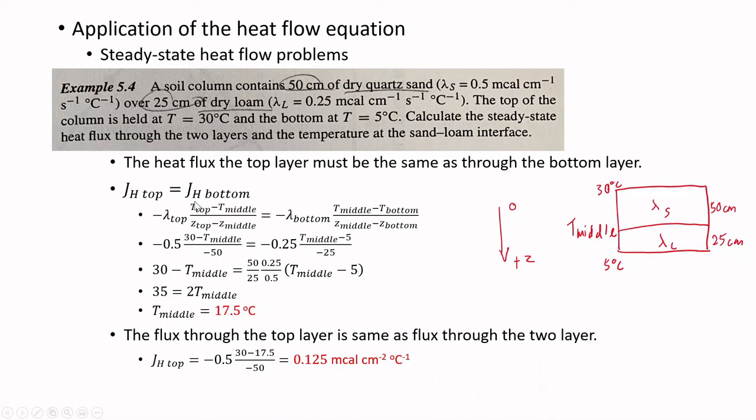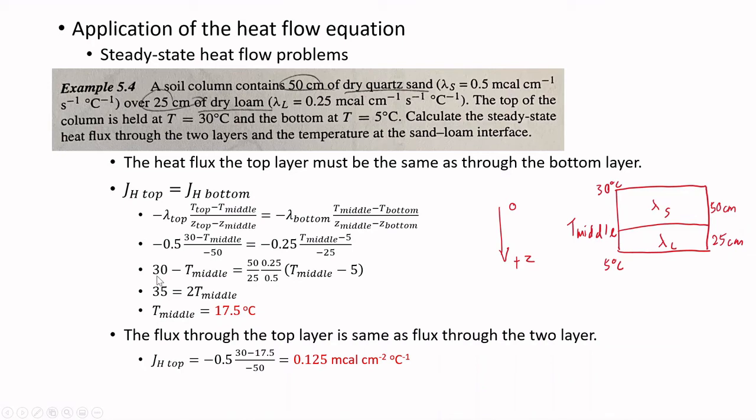multiplied with the T top, which is 30 degrees Celsius, minus the T middle, divided by the Z top minus the Z middle, equals minus lambda bottom, which is lambda L, multiplied with the T middle minus the T bottom, which is 5 degrees Celsius, and then the Z middle minus the Z bottom.